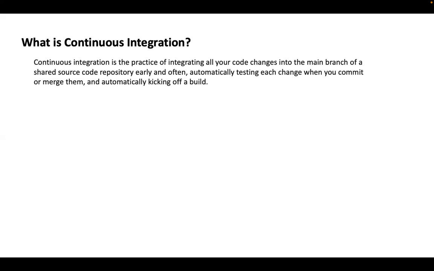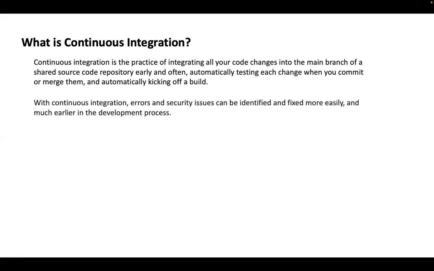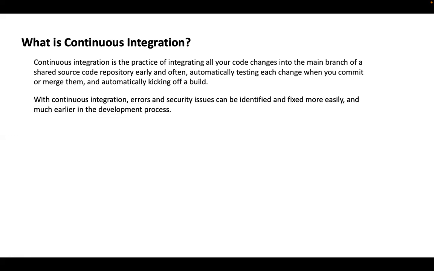Then the build will kick off automatically, right? With continuous integration, errors and security issues can be identified and fixed more easily and much earlier in the development process. So what will happen, guys? If you continuously start building, scanning and testing, any vulnerability, any errors, any bugs in the code will be identified at a very early stage of the code build, and then it will be sent back to the development people.